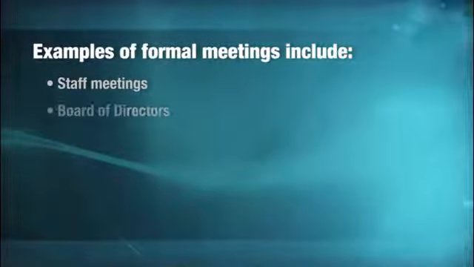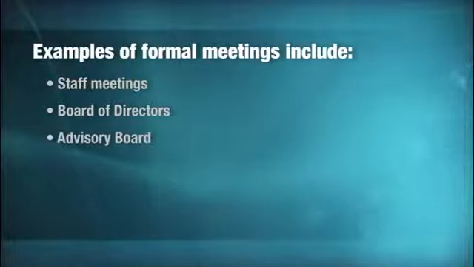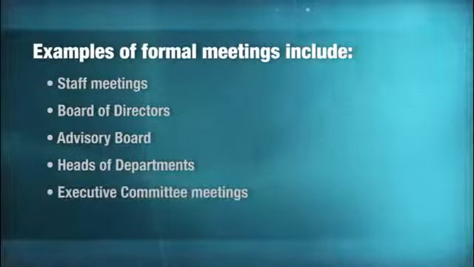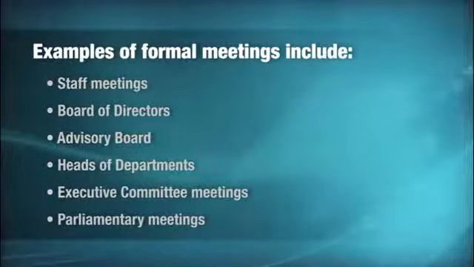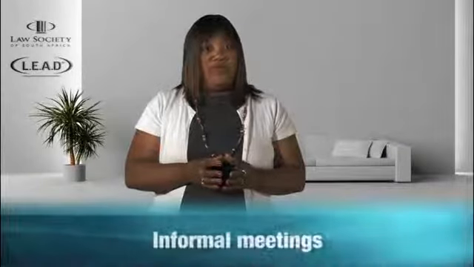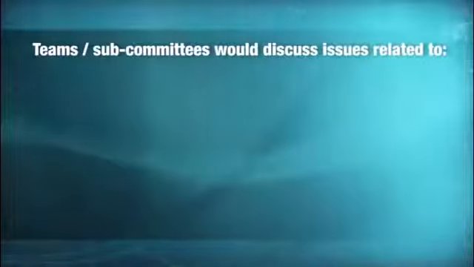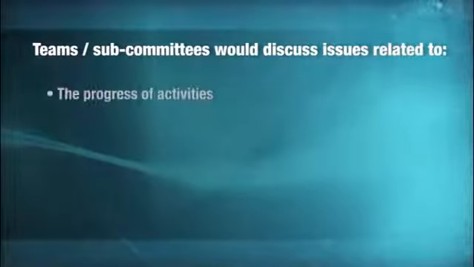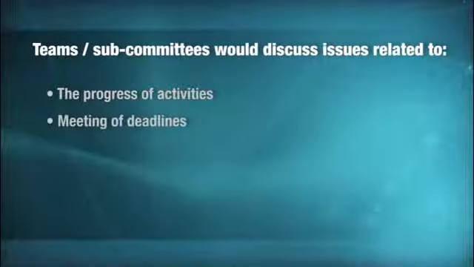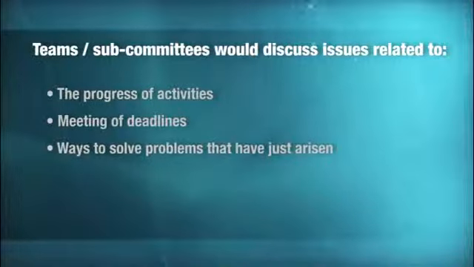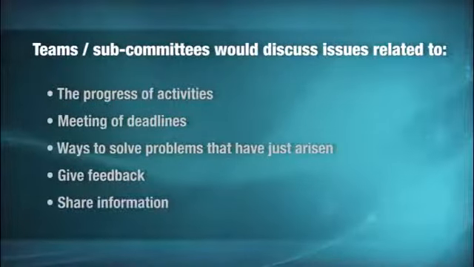Examples of formal meetings include staff meetings, board of directors, advisory board, heads of departments, executive committee meetings, parliamentary meetings, and so on. We can now move on to informal meetings. Unlike formal meetings, the content of informal meetings generally relates to operational issues rather than predominantly strategic issues. Teams or subcommittees would discuss issues related to the progress of activities, meeting of deadlines, ways to solve problems that have just arisen, give feedback, and share information.